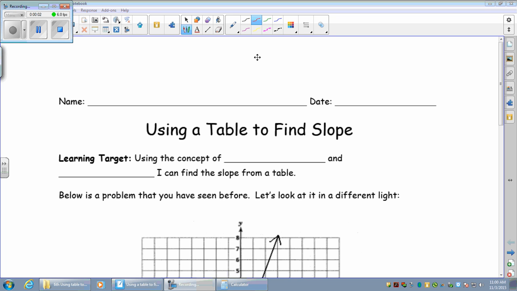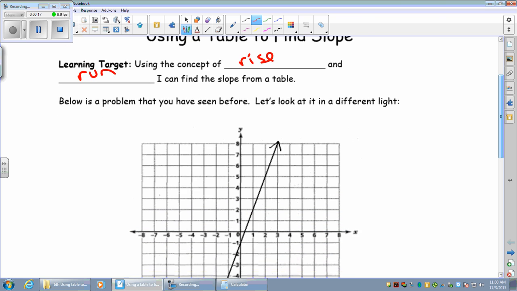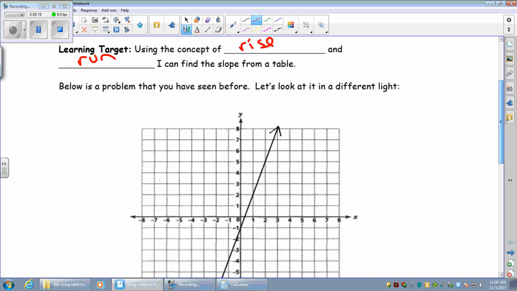Alright, so here are my notes on using a table to find slope. What we're going to do today is use the concept of rise and run to be able to find slope from a table. Now below is a problem that you guys have seen before. Let's take a look at it in a different light.